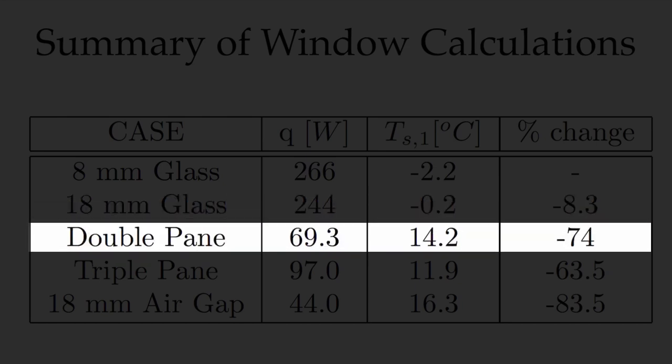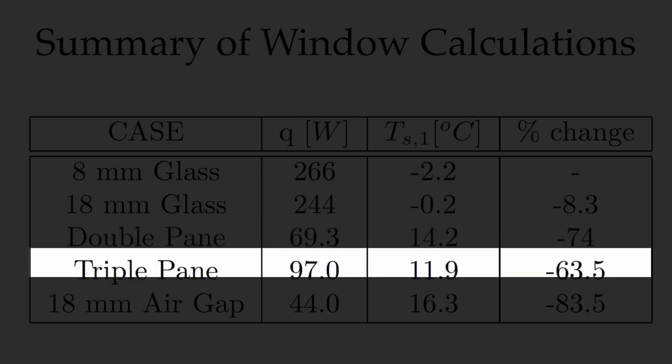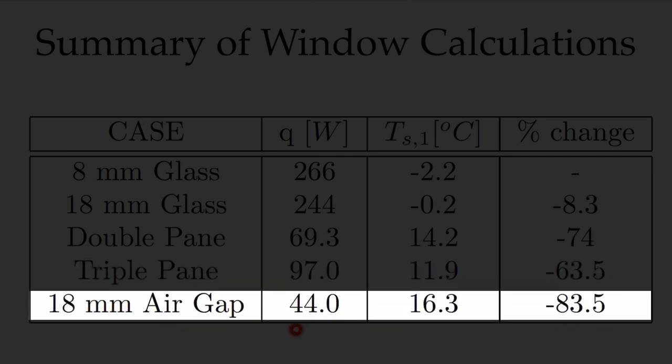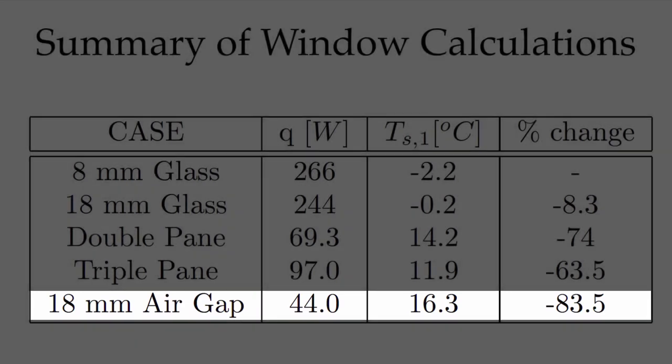Our double pane window resulted in a 74% reduction in the heat transfer, and it brought our surface temperature all the way up to 14.2. Adding a triple pane, with the constraint of keeping the package size the same and the glass pane size the same, of course, makes it noticeably worse than the double pane window. And our limiting case of that magic 8 millimeter air gap shows us how low we can really go in that package size, and that's 44 watts. So we're doing pretty well with the double pane window. It's a pretty good compromise.